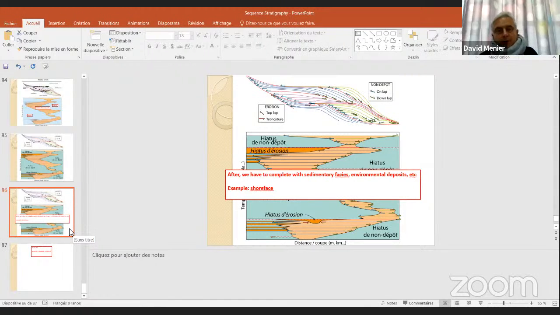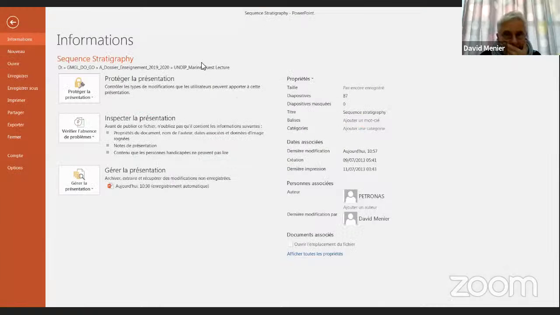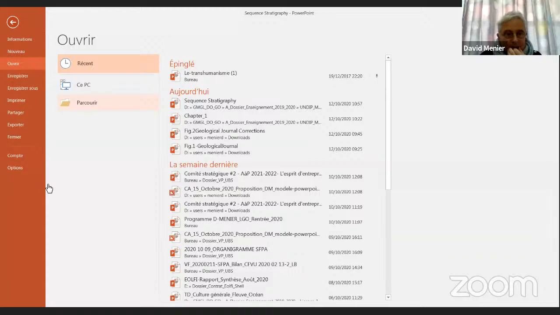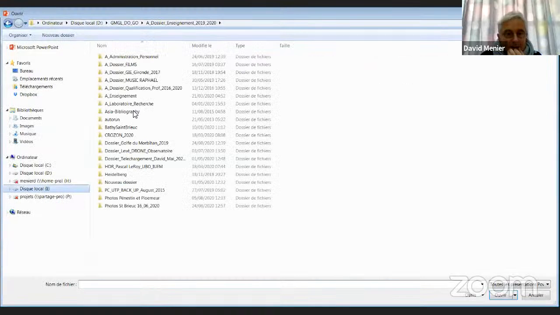Yeah, it's a good question. In order to define the boundary or limit between this type of deposit, you have to use borehole data or seismic data. These are the tools that we use for this. I will try to find a seismic line.